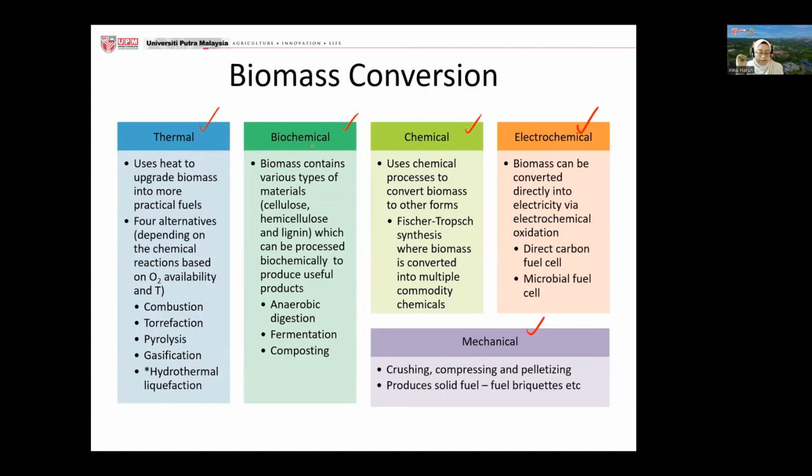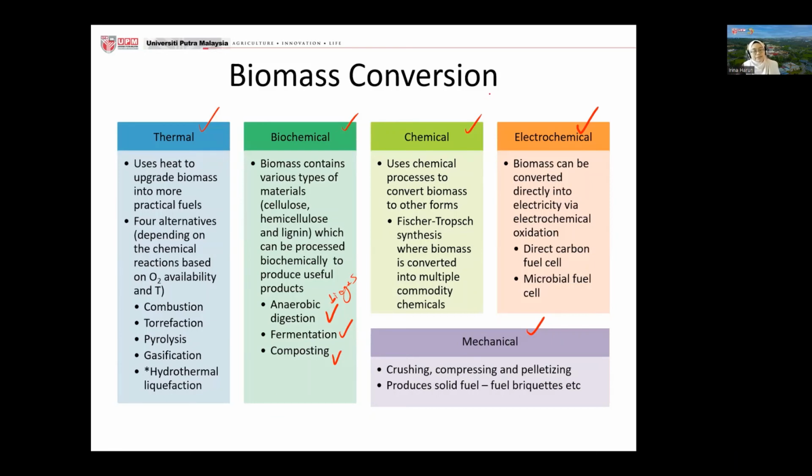Whereas for biochemical, it means that you are trying to process this biomass biochemically, meaning that it uses microorganisms and enzymes to produce something from the biomass. An example is anaerobic digestion, which produces biogas. Fermentation can produce a number of different biofuels, and composting will produce fertilizer.